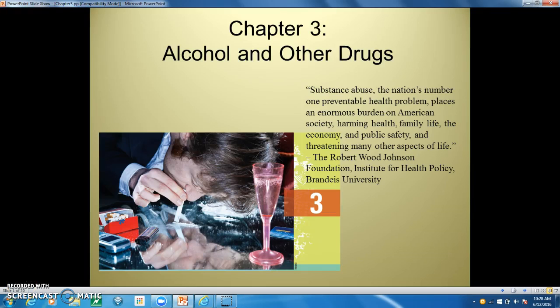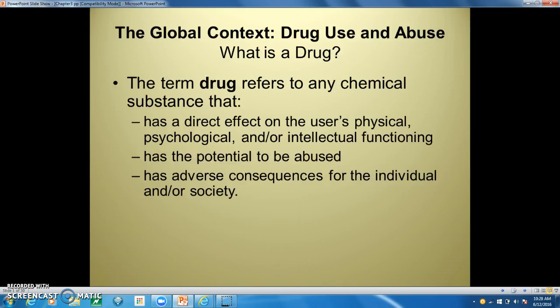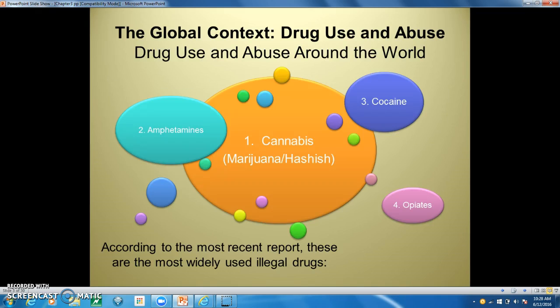Chapter 3 is looking at alcohol and other drugs, and the term drug, pharmacologically, is any substance other than food that alters the structure or the functioning of a living organism when it enters into the bloodstream. As far as drug use and abuse around the world, you see from this graph that cannabis is the most widely used drug, with amphetamines being number 2, cocaine number 3, and opiates being number 4.